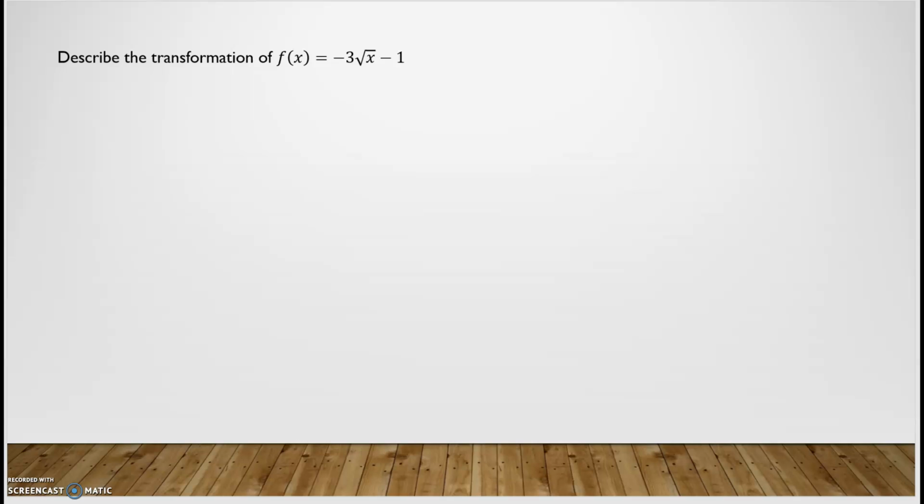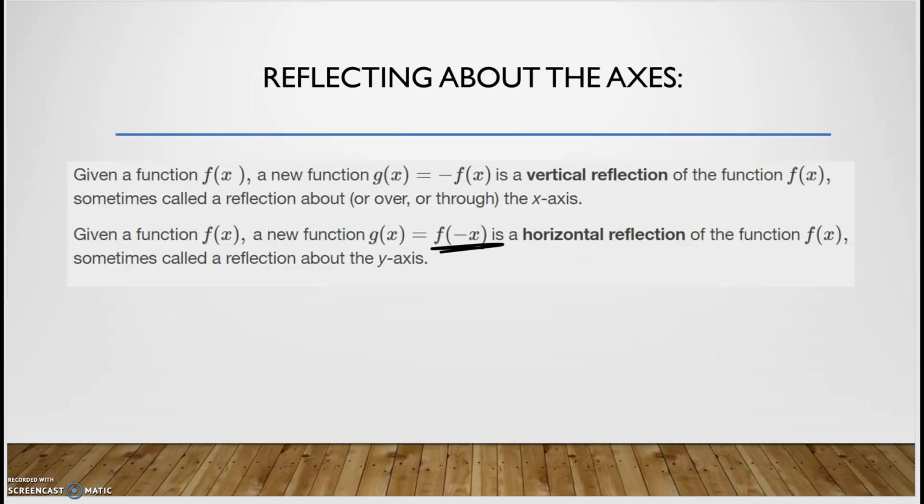Okay, looking at this one, number 1, we're down by 1 unit. And we've got a negative in front of the function, so that would be a vertical reflection. So we'll go back down here and write vertical reflection.